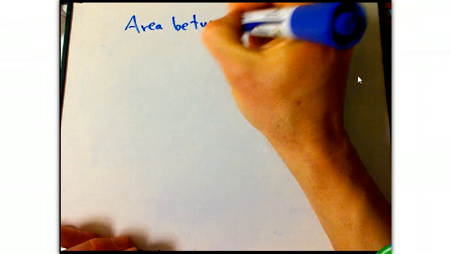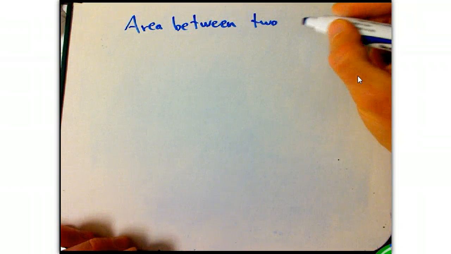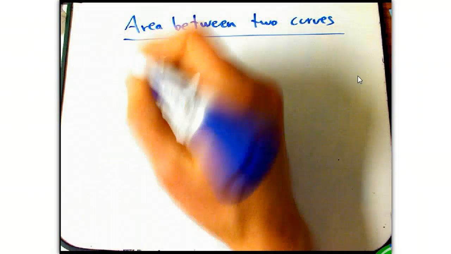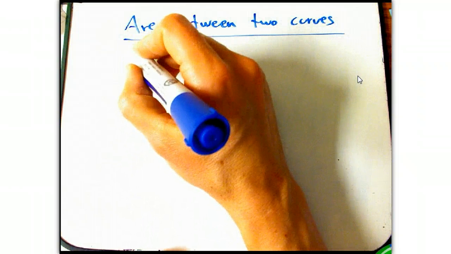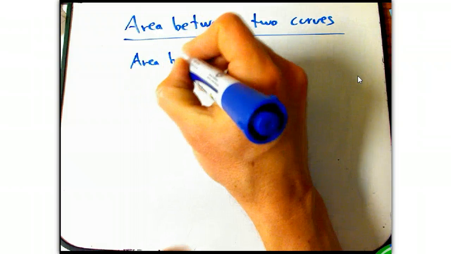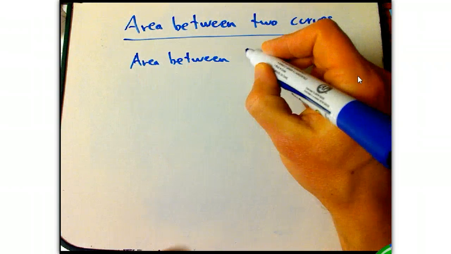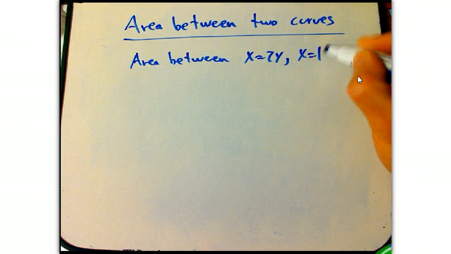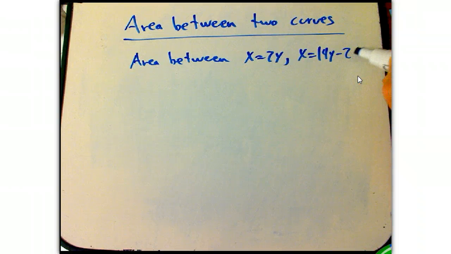I want to show two more aspects of the area between two curves. One of them is a tiny taste of the flexibility that integration has, which is that we can do things sideways. So here's the problem. We want the area between x equals 2y and x equals 14y minus 2y squared. That's a 14.